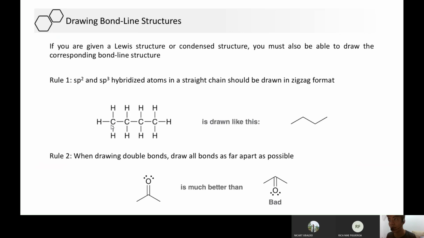So we have 1, 2, 3, 4. We have 4 carbon atoms. So that should correspond to 4 ends of our zigzag. So we have 1, 2, 3, 4. 1, 2, 3, 4. Ganun. Ba't sumobra? Ganun. 1, 2, 3, 4. So 1, 2, 3, 4. So ganun yung counting. For every end of the line, that corresponds to 1 carbon. So may carbon dito, carbon dyan, may carbon dyan, may carbon dyan, may carbon dyan.